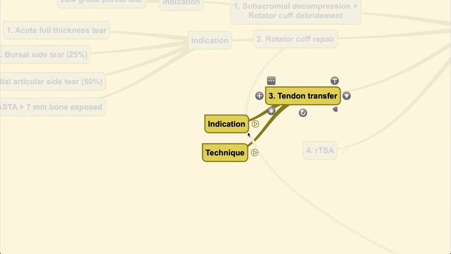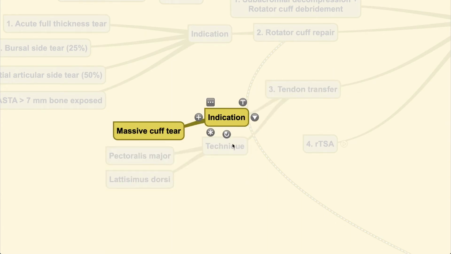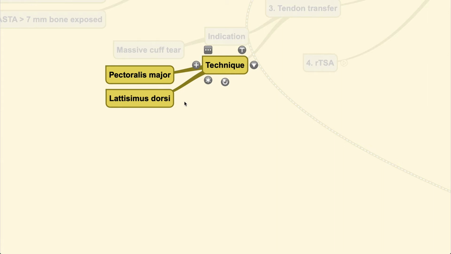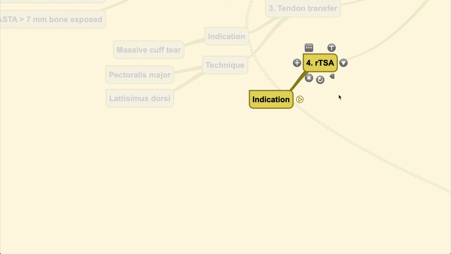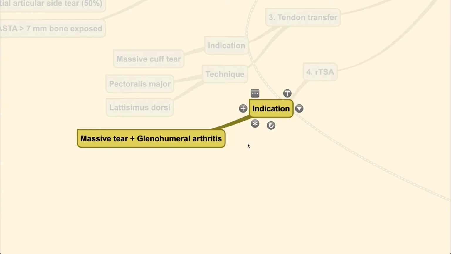Another technique that could be done is the tendon transfer, which is usually indicated only in massive cuff tear, with various techniques which include the pectoralis major tendon transfer or the latissimus dorsi tendon transfer. While that is all the surgery that could be done, some types of surgery replace the whole joint with a total shoulder replacement or arthroplasty. These are usually only indicated if there is significant damage and an irreparable massive tear with evidence of glenohumeral arthritis.